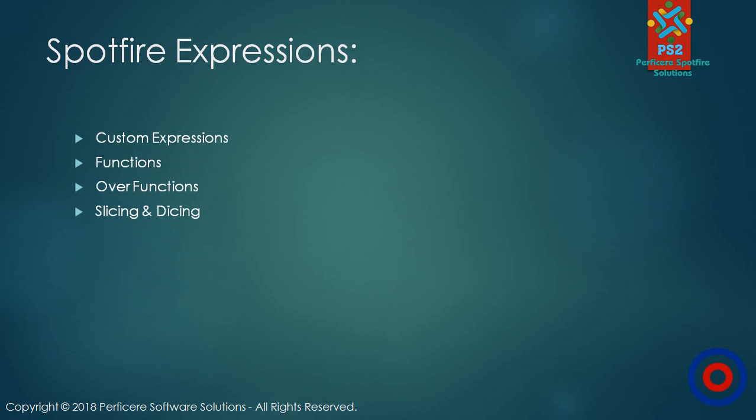Then there are Spotfire expressions, like while adding a calculated column, how you can add custom expressions, or on the y-axis of any chart, how you can add custom expressions and what functions are available. There are functions like bin functions, over functions, and mathematical functions. So we are going to explain all the functions and how you can use them while creating a calculated column or while displaying any chart's y-axis or x-axis.